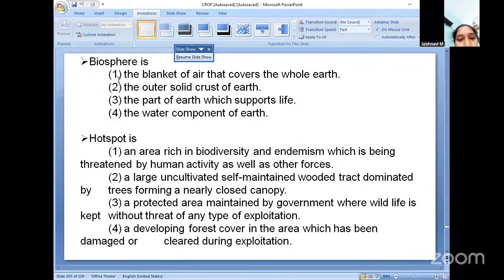The biosphere is a blanket of air that covers the whole earth, the outer solid crust of earth, or the part of earth which supports life. Or the third one, ma'am.